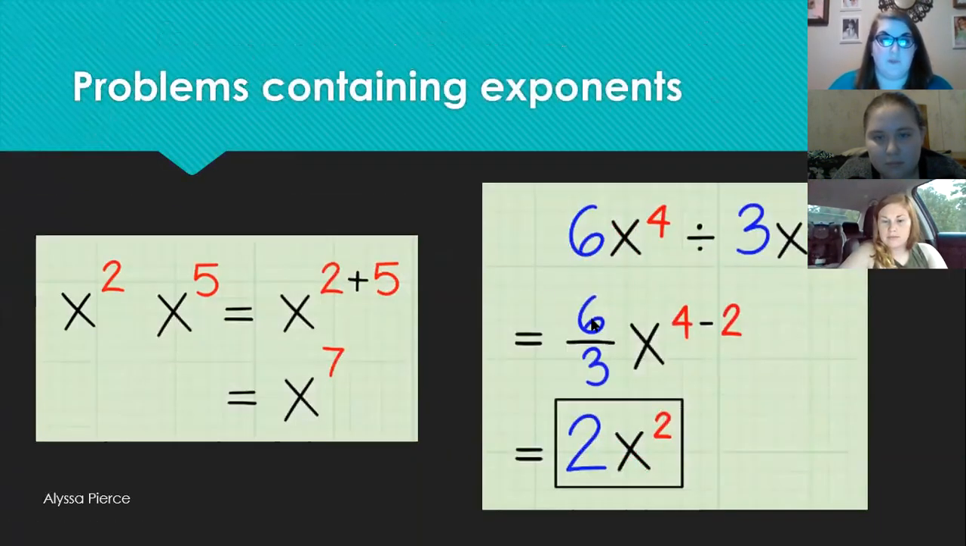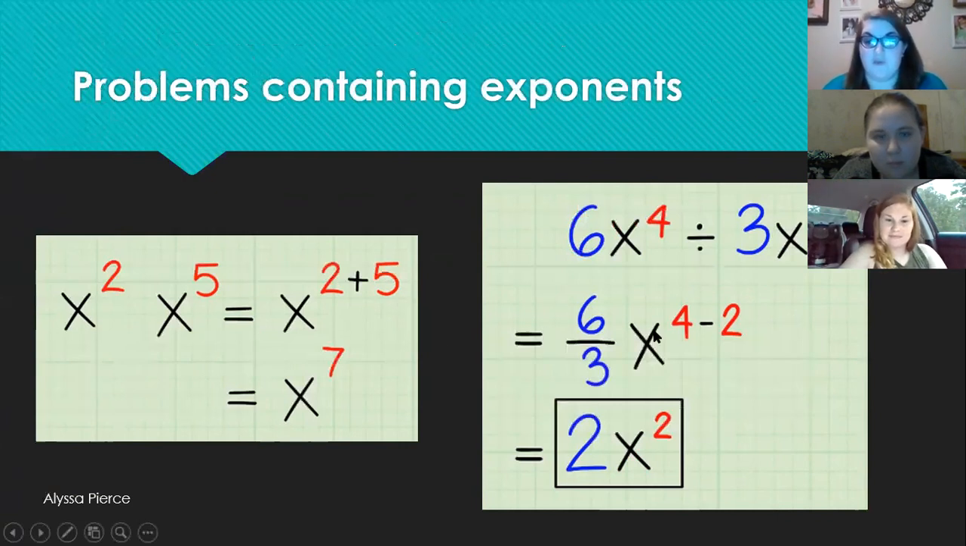So let's explore some problems containing exponents. We'll have a multiplication one and a division one. So let's start with the multiplication. We have x squared times x to the 5th power. So for the multiplication exponents, you're just going to add your exponents. So that'd be 2 plus 5, and you come up with x to the 7th power.